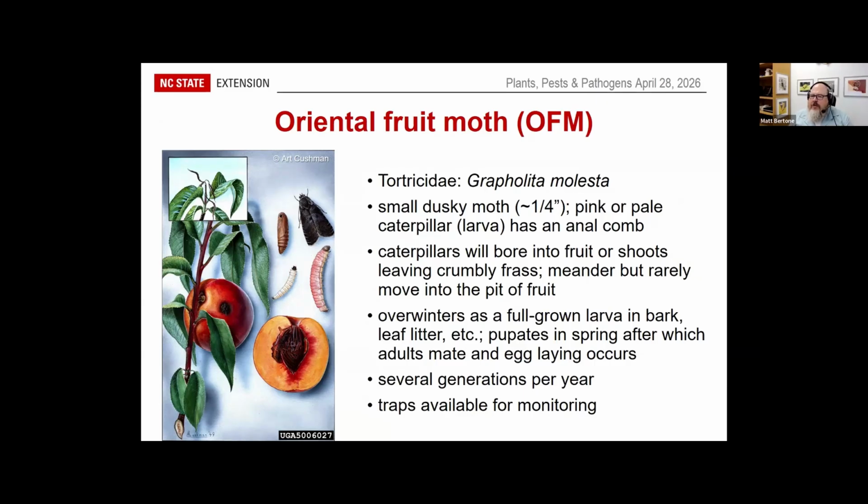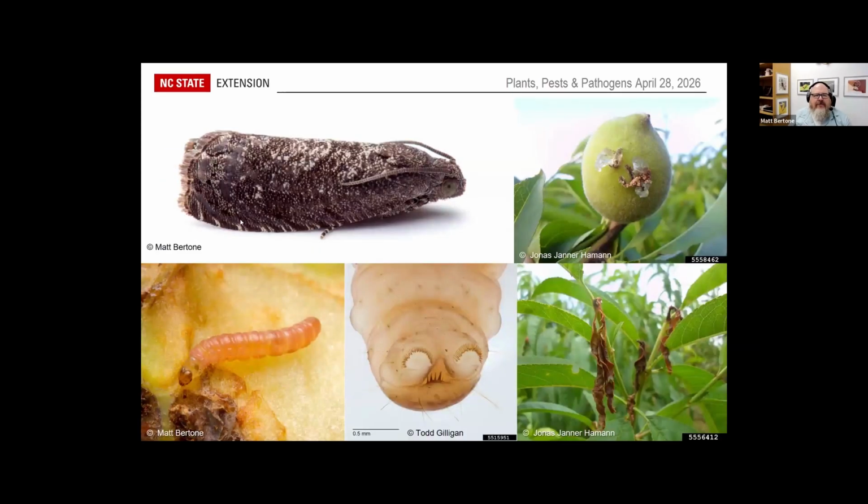But caterpillars will bore into the fruits or shoots and leave crumbly frass coming out. They'll meander, but rarely move into the pit of the fruit. And so you'll see kind of meandering lines around there. They overwinter as fully grown larvae in bark and leaf litter, and then pupate in the spring, and then the adults emerge, they mate and lay eggs, and this can have several generations per year. And there are actually traps for monitoring this species. And just to show you what they look like, they are kind of very pretty, even though they're a little drab, they're very pretty little moths.